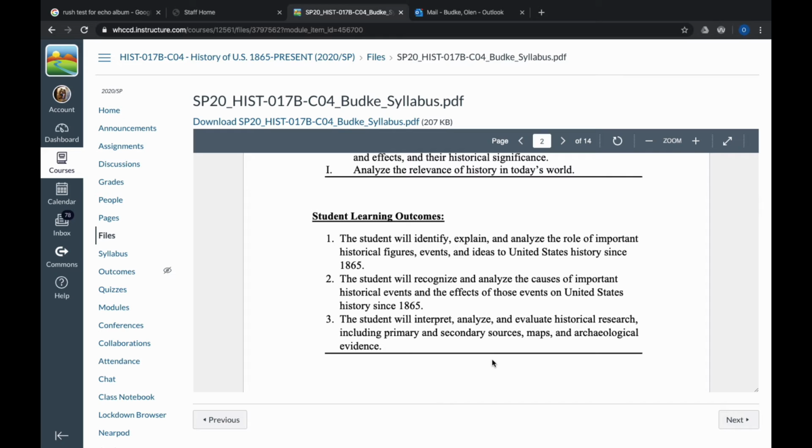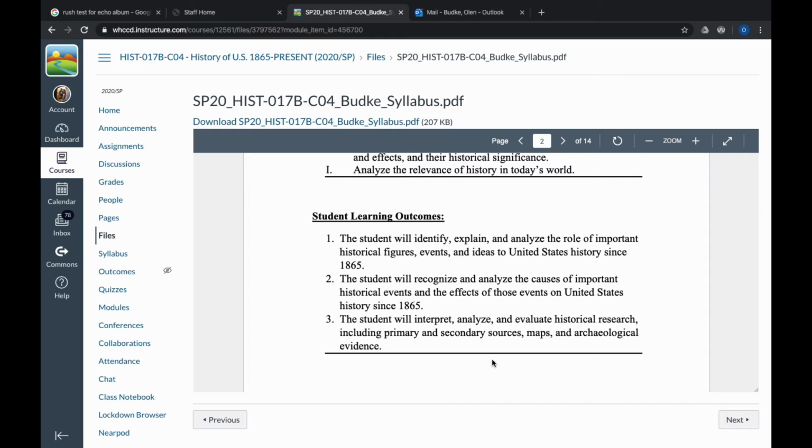Student learning outcomes. These are the things that we need to demonstrate competency in by the end of this course. All right, so let's look at these. These are three very important goals to keep in mind. The student will identify, explain, and analyze the role of important historical figures, events, and ideas to United States history since 1865. That is a standard survey course goal, right?